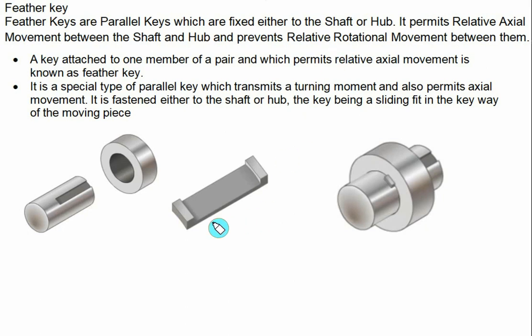In this case the feather key is shown. This one is a flat surface and we have a head on both sides. The keyway is made on the shaft, and no keyway is made on the hub.